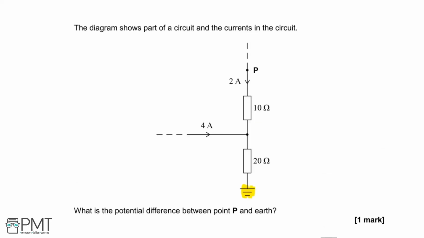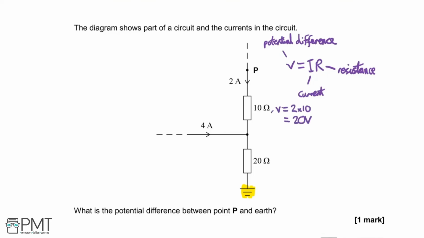So looking at the diagram, the first thing to do is to use the equation V equals IR to find the potential difference across that 10 ohm resistor. So we can multiply the 2 by the 10. So we end up with a potential difference of 20 volts. Now, the next thing to do is to work out how much current is flowing through that 20 ohm resistor so that we can work out the potential difference across that resistor as well.